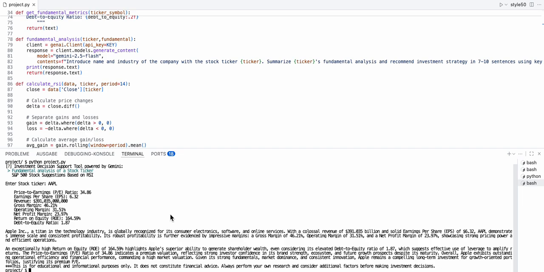We also ask Gemini to provide if generally the stock is a good or bad investment decision. Also, we provide here a disclaimer that this is not a financial advice.